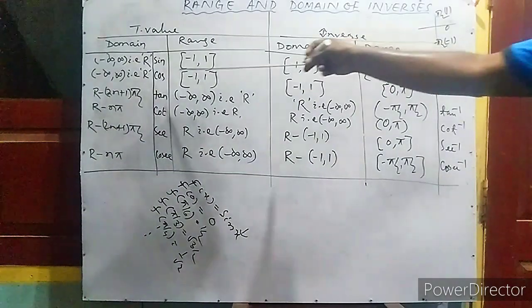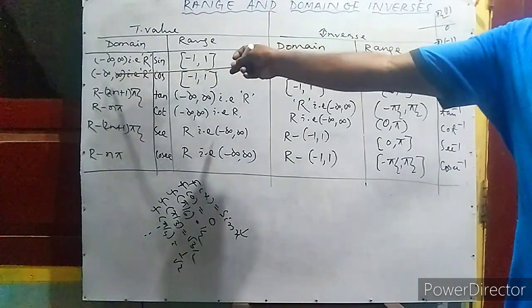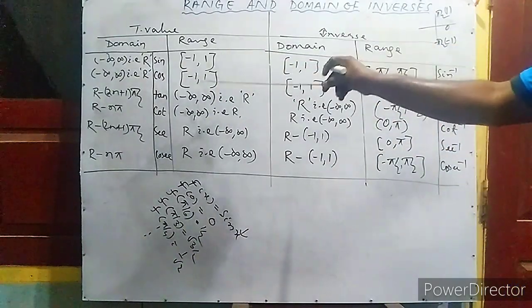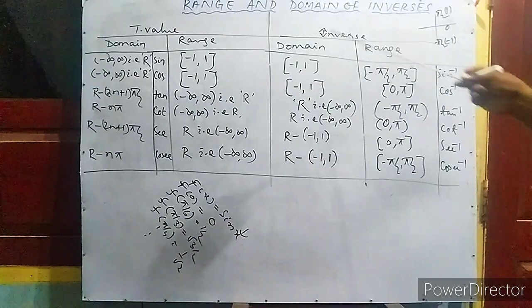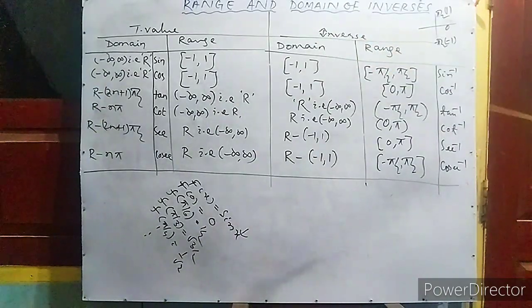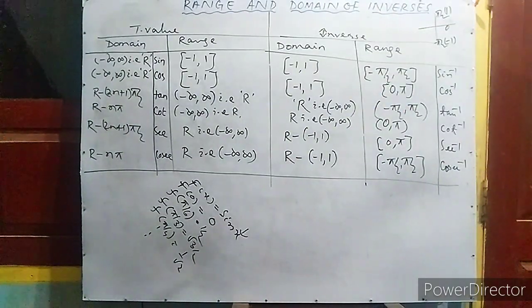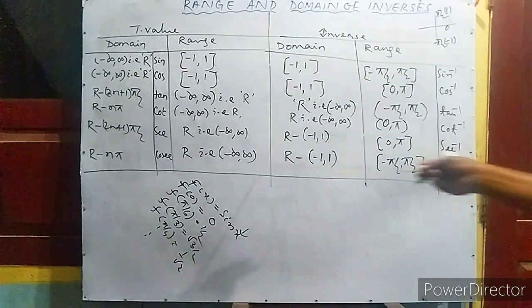Similarly, the domain of cos equals minus infinity to plus infinity, and the range equals minus 1 to plus 1. Here the domain of cos inverse equals minus 1 to plus 1. Similarly, the range becomes the domain of the inverses. Look at all of this here, but here there is a little change.